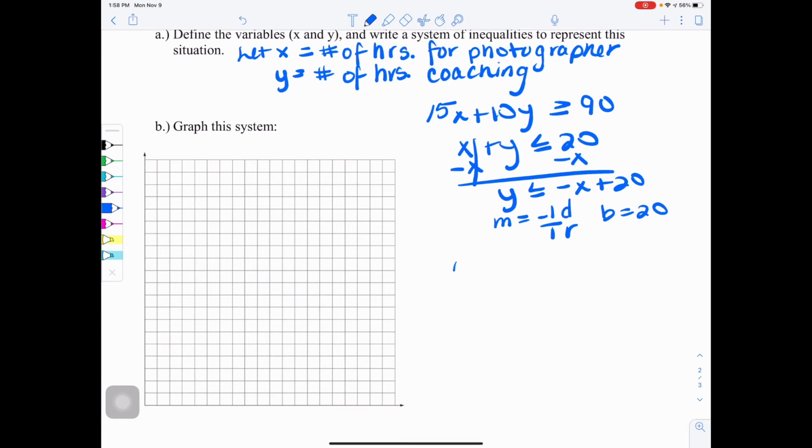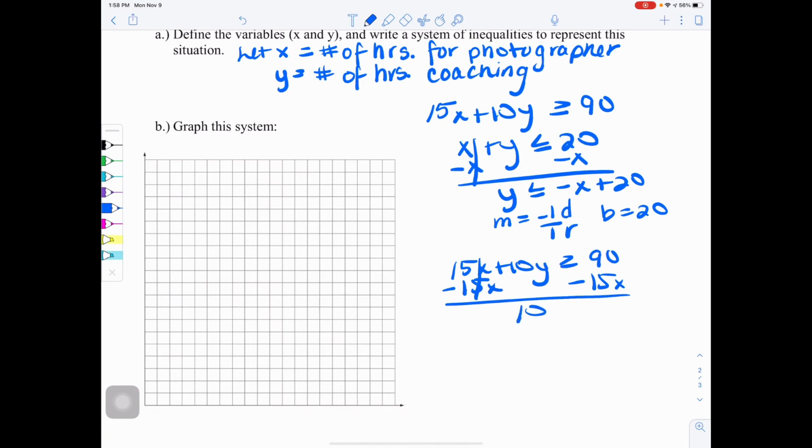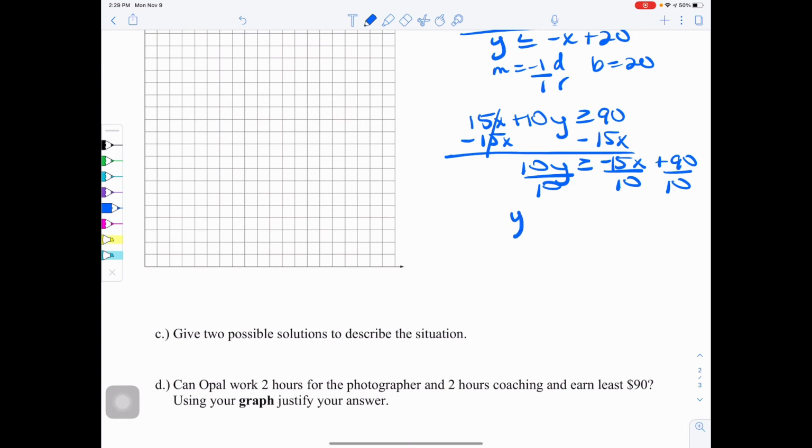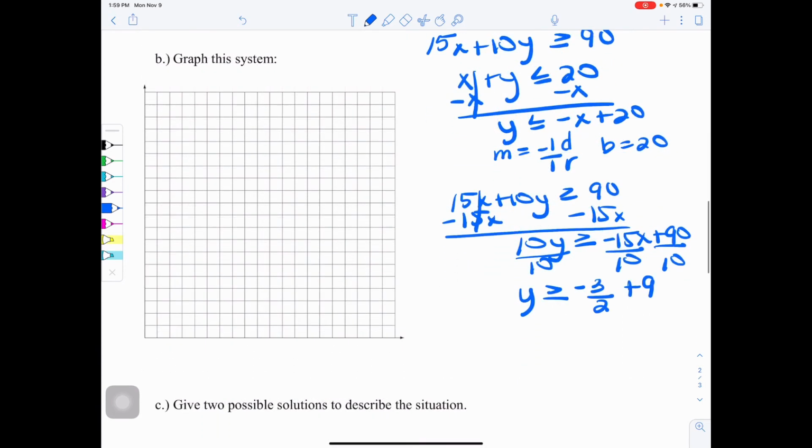Then we have 15x plus 10y is greater than or equal to 90. We'll move our x's to the other side by subtracting 15x. And we get 10y is greater than or equal to negative 15x plus 90. But then we still have to divide by 10 in order to get y alone. So now we have y is greater than or equal to negative 3/2 x plus 9. So my slope is negative 3 over 2, which means I'm going down 3 to the right 2, and I have a y-intercept of 9. And again, you could just type this in your graphing calculator and use a table as your work instead.